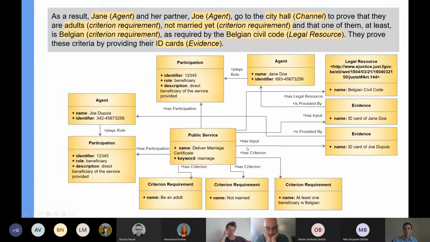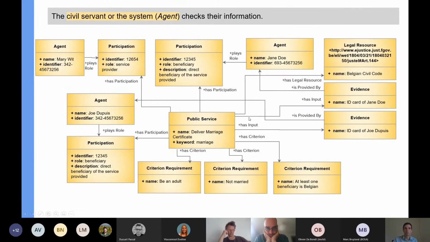Question is, yeah, let me continue and then we'll go to the questions. This is simply to show that the agent or the system here, we took an agent, checks the information. The role taken here is quite generic, I agree, but that's for the example. The service provider is checking the information provided thanks to the ID cards.